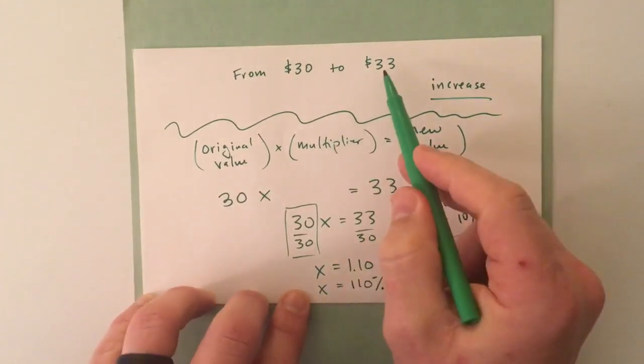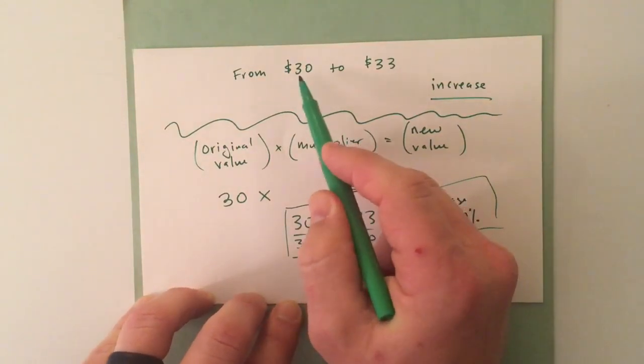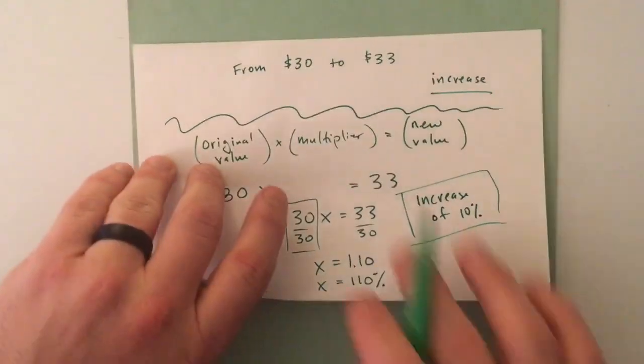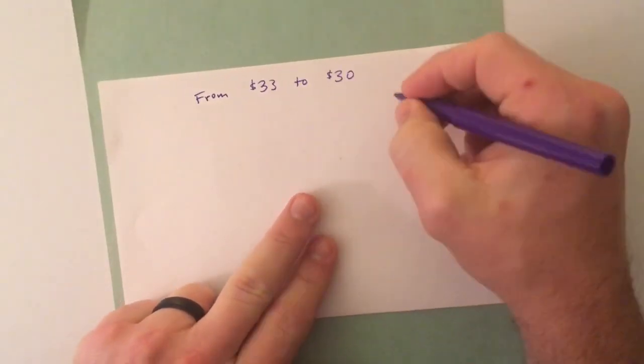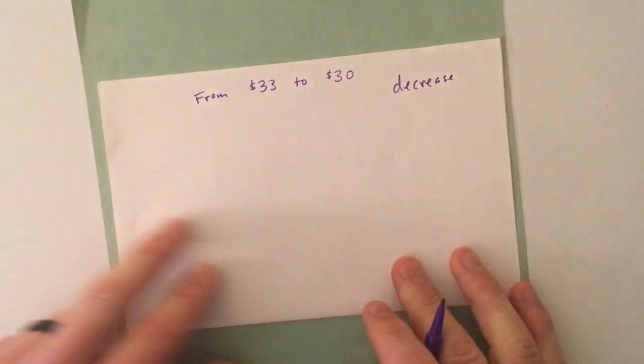All right, 10% of 30 is 3. Hopefully we all know that. And if we add 3 to 30, we get 33. Okay? Now, if I go from $33 to $30, notice it's the same numbers, right? So a lot of us might think that this is just a decrease. We are decreasing now. That it's a decrease of 10%.